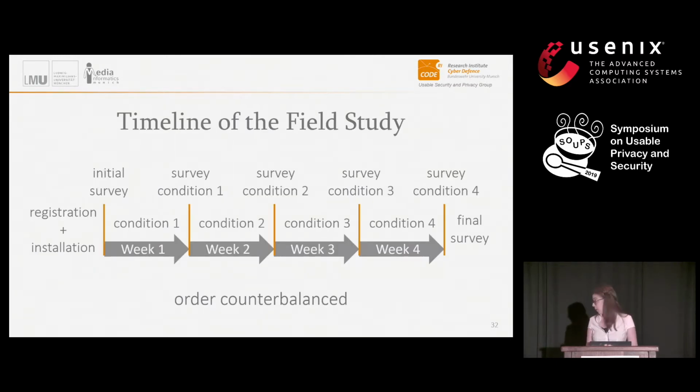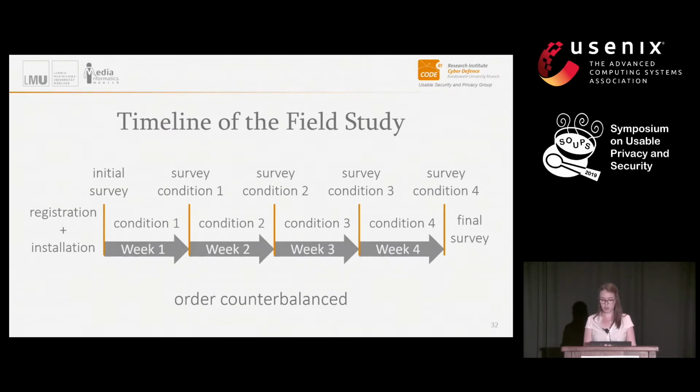So this is the timeline of our field study. After installing the app, the participants tested each condition for 1 week, so we had a total duration of 4 weeks. The participants also had to fill in an online survey at the end of each condition. An additional online survey at the start of the field study was used to determine their demographics.